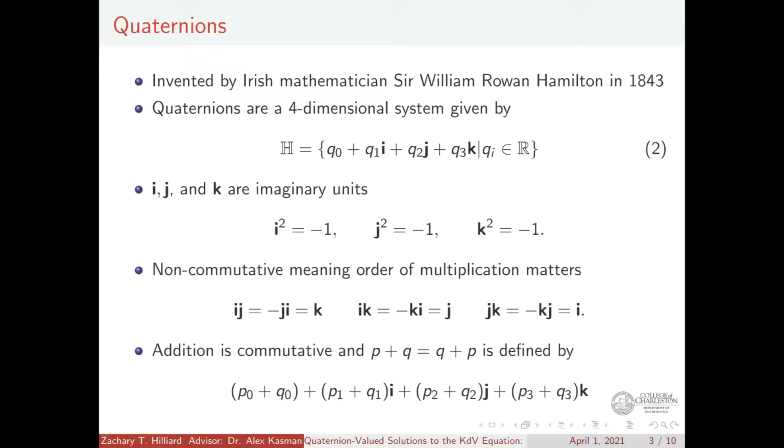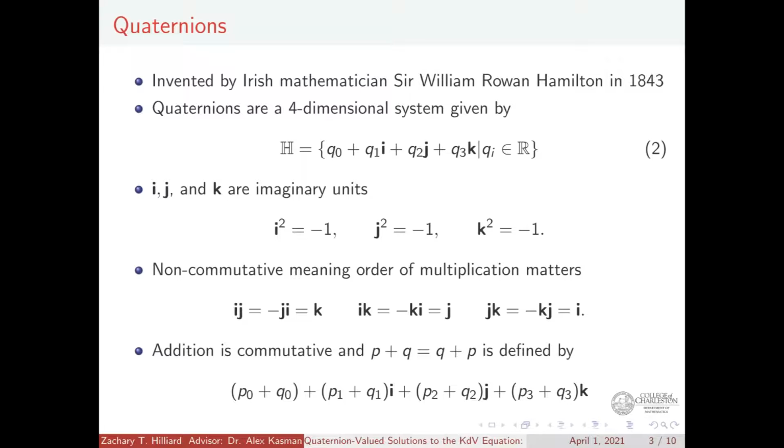k part. Now, the problem with making this extension is that as you go from 2 to 4 dimensions, you actually lose commutativity of multiplication. So the order that you multiply numbers in actually matters now. So a times b is not the same as b times a anymore. And that is actually defined in this third equation. We have that ij equals minus ji, which is equal to k. And we have similar expressions for ik and jk.